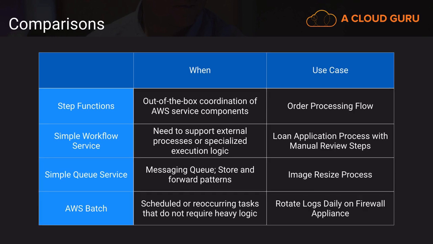Now, AWS Batch comes into play if we need to have recurring tasks that really don't require heavy decision-making logic inside of them. So if it's something like rotating logs daily on a firewall appliance, that's something that AWS Batch is well suited for, and we probably wouldn't use step functions or SQS or SWF. So again, on the exam, you're not going to have to know how to build each one of these things specifically, but you should know what use case they fulfill and when you would use one versus the other.